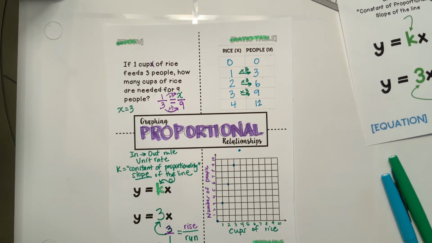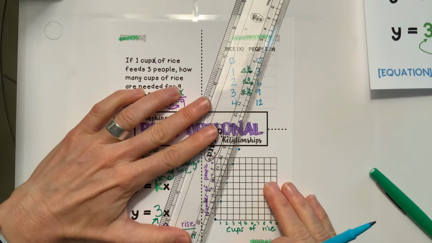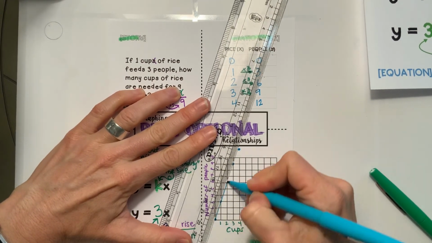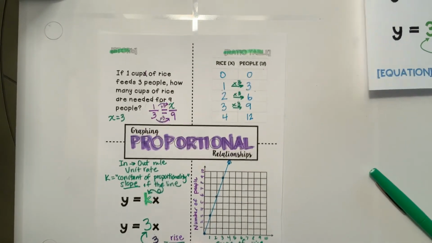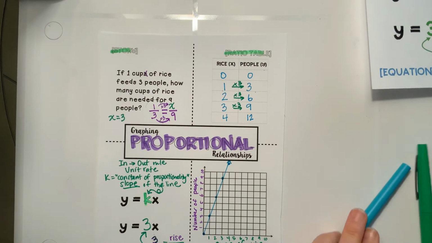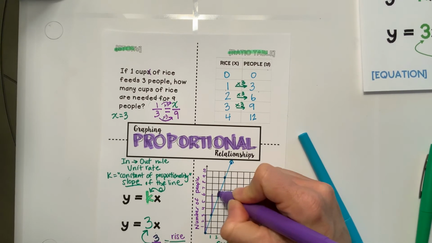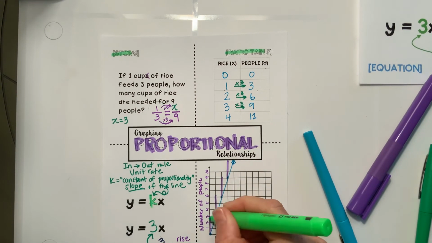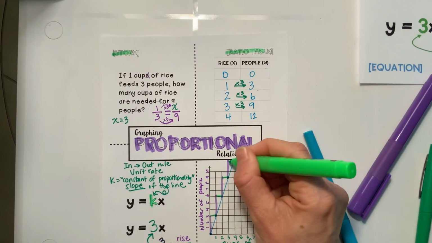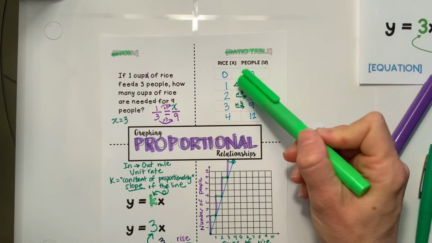Okay, so I'm going to go ahead and take those points and connect them. There we go. And I'm going to draw an arrow to show that it continues in that direction. And just for your reference, I'm going to mark that rise. Up 3, up 3, up 3. It's always going to be up 3. And then over 1 for this proportional relationship, because the in-out rule is times 3.